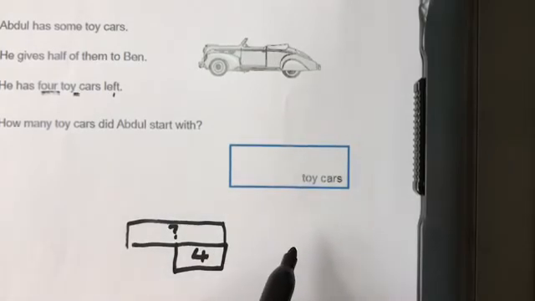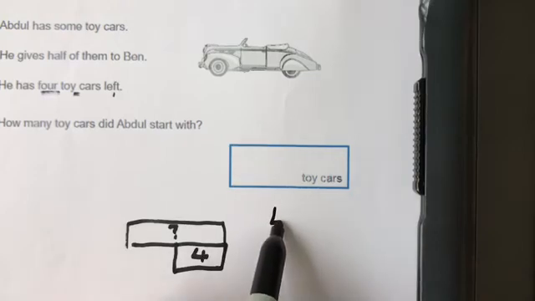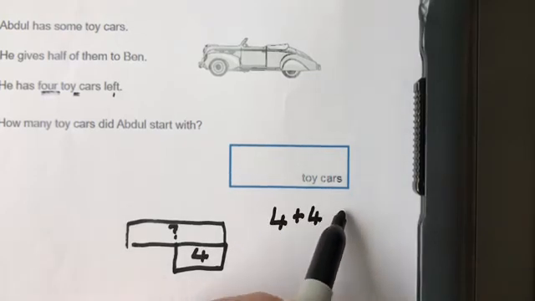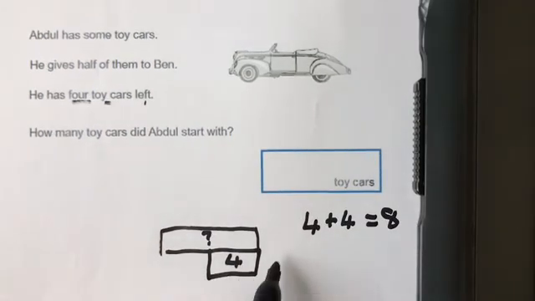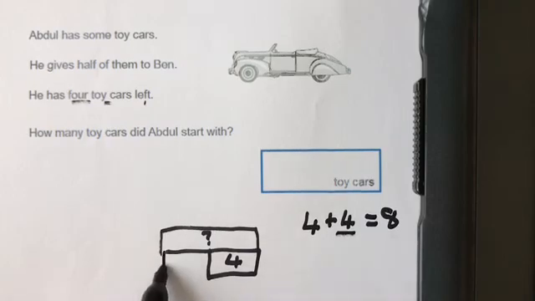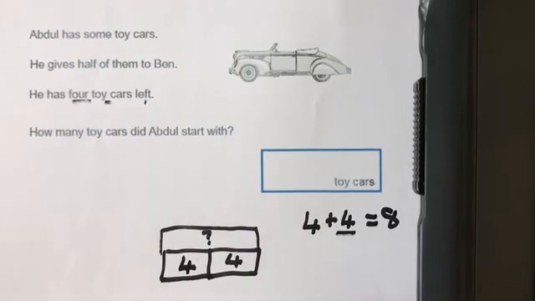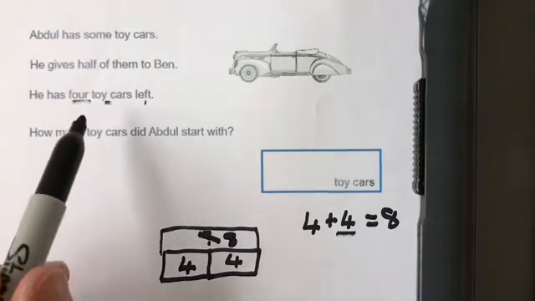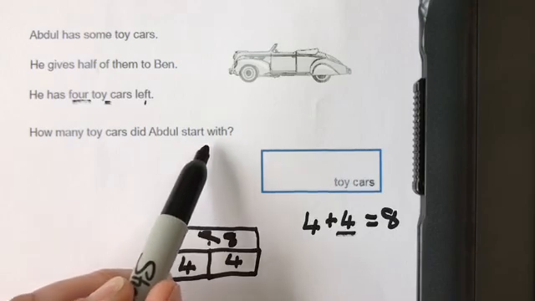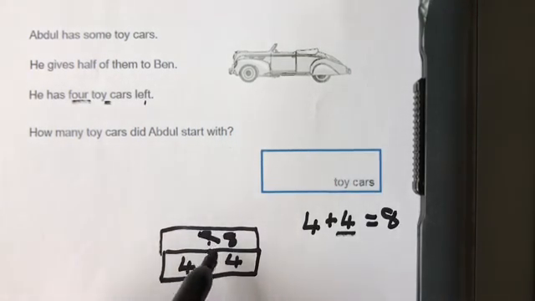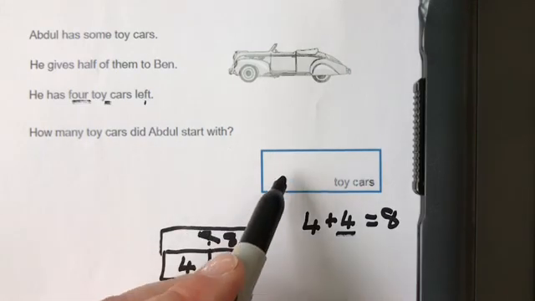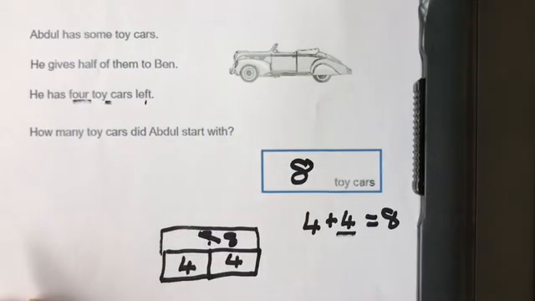Now, to find my total, I need to double one of my parts. So 4 add 4 equals 8. So I know that my missing part must be 4, which means that my top number here is actually 8. So how many toy cars did Abdul start with? Well, if he gave away half, which is 4, he must have started with 8. So he had 8 toy cars.